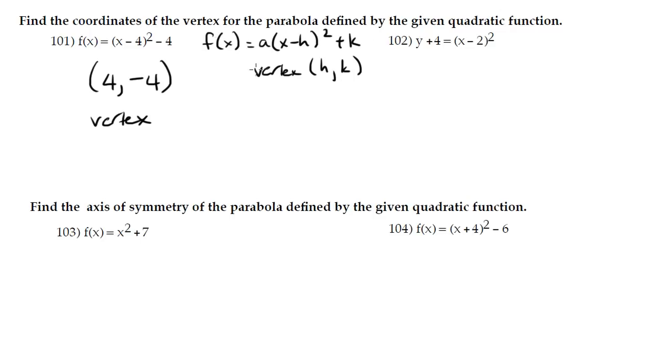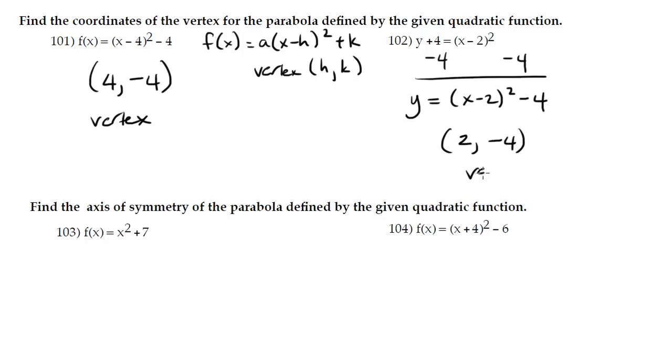For number 102, we're not in this form yet. Let's isolate y by subtracting 4 here on both sides. Y equals x minus 2 squared minus 4. So now this vertex is going to be, change the sign, positive 2, negative 4. There's my vertex.